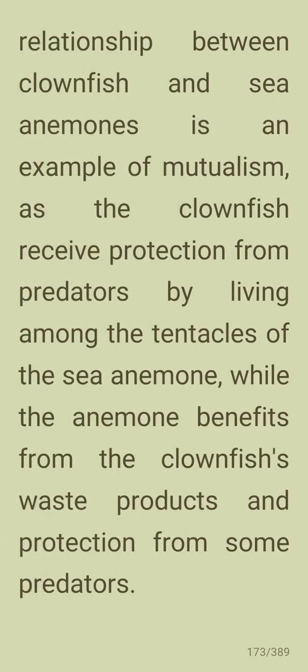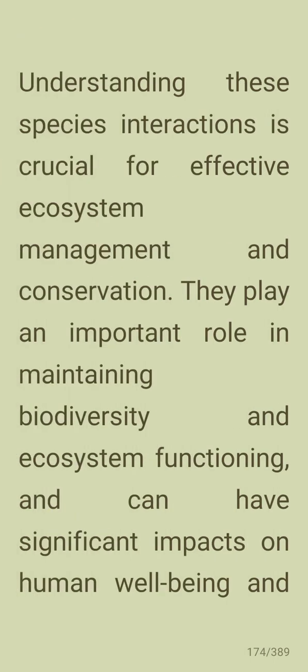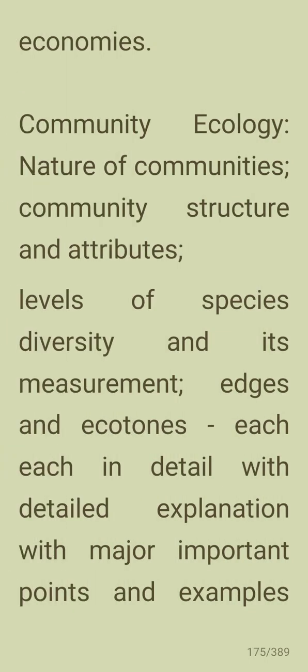For example, the relationship between clownfish and sea anemones is an example of mutualism. The clownfish receives protection from predators by living among the tentacles of the sea anemone, while the anemone benefits from the clownfish's waste products and protection from some predators. So, understanding these species interactions is crucial for effective ecosystem management and conservation. They play an important role in maintaining biodiversity and ecosystem functioning and can have significant impacts on human well-being and economics.